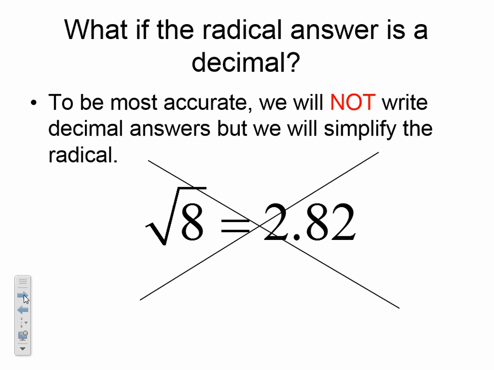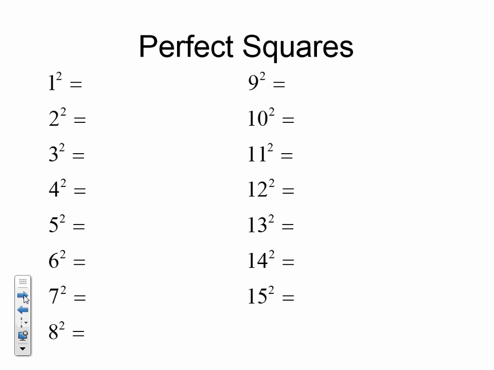Well, to be most accurate, we will not write decimal answers, but we're going to simplify the radical instead. So while maybe you can type into your calculator the square root of 8 is 2.82 approximately, for our work to come, we want to make sure that we keep our answer very accurate. And rounding answers does not make them accurate, even if we write every single decimal value that we see on our calculator screen. If we're going to get into multi-step problems, we're going to want to avoid rounding until it asks me to do so at the very end, if it does. So we're not going to be writing decimal answers. Instead, we're going to simplify them.